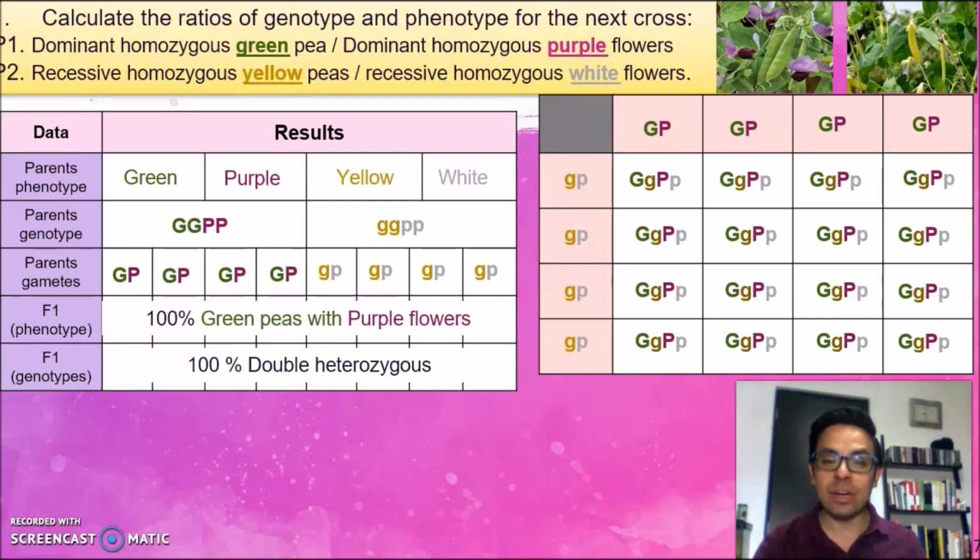But remember that they are carriers for the yellow and the white genes. They can't be shown because of the rule of dominance. One dominant gene will hide or mask the presence of the other.